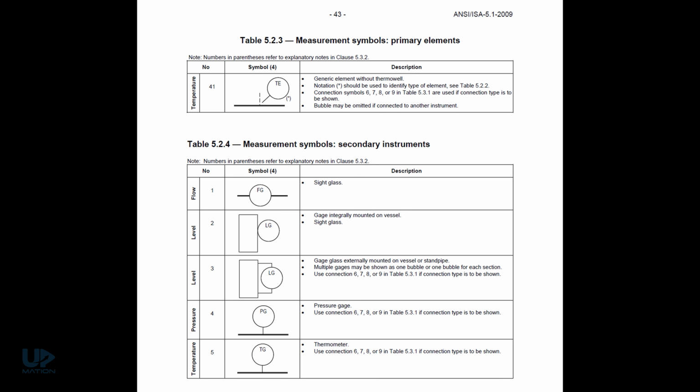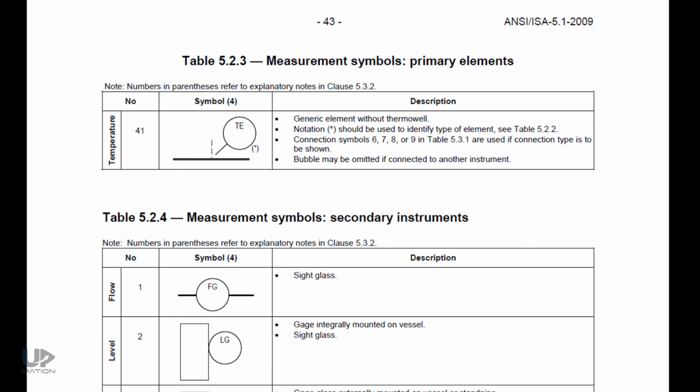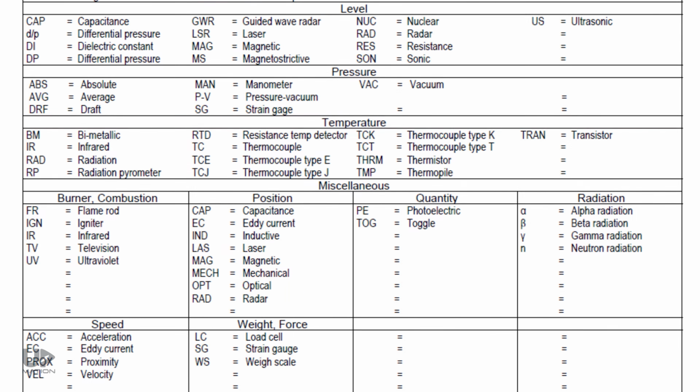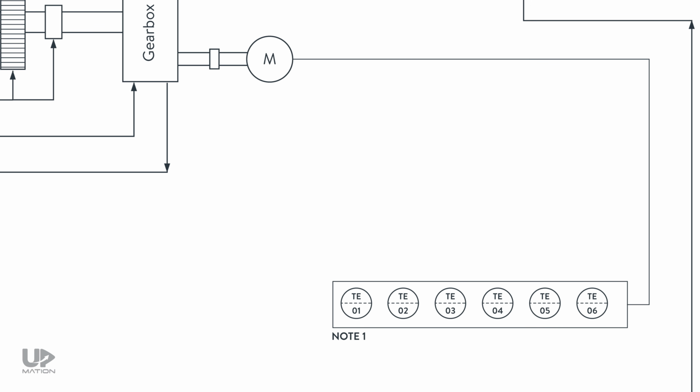According to page 43 of the standard, we can also specify the type of sensor adjacent to its symbol. Of course, it refers us to table 5.2.2. I turn to that table, and under the temperature section, we can see the abbreviation for different sorts of temperature elements. So here, I put an RTD beside the symbols.